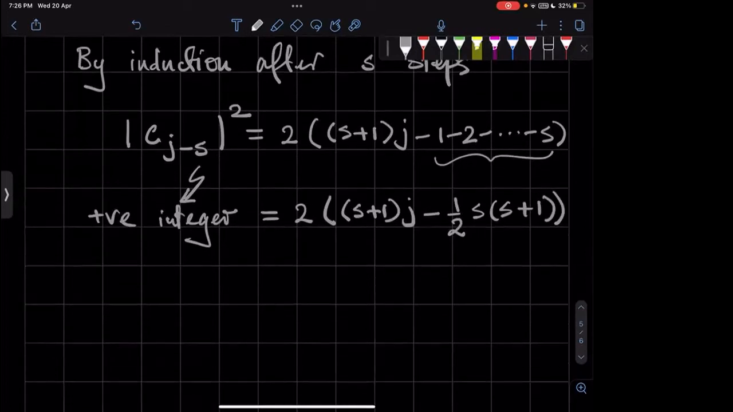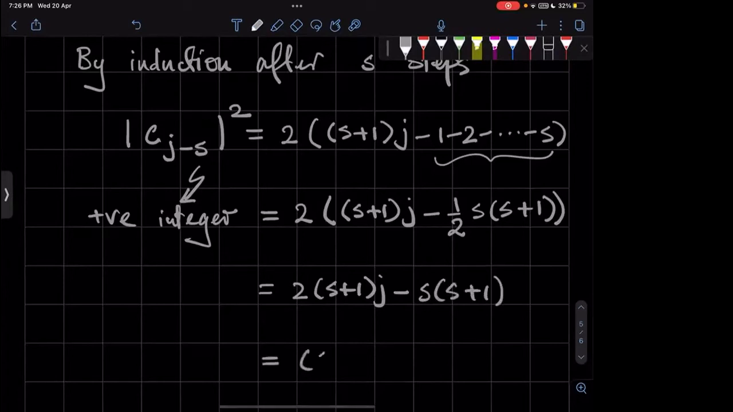So if we simplify this, what do we get? We get 2S plus 1J minus half, and 2 gives me 1, S times S plus 1. So we factor out S plus 1. So we get 2J minus S. Okay. So this is what a generic Cj minus S squared is.